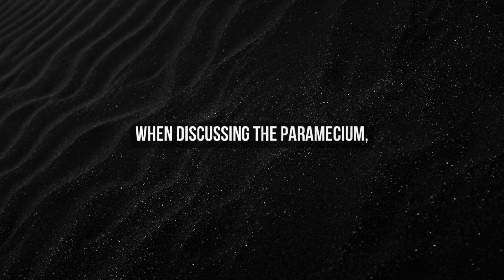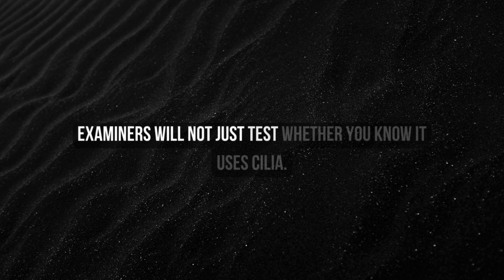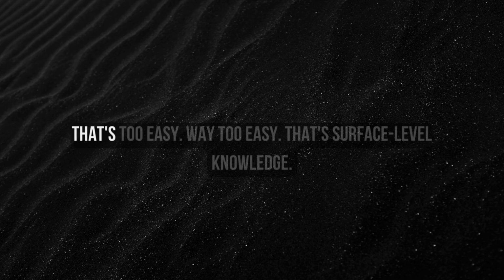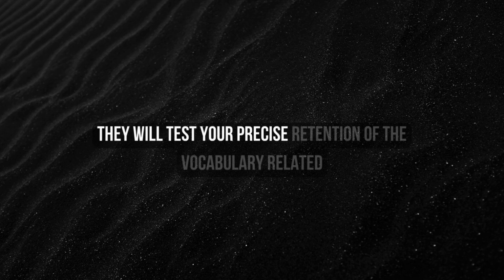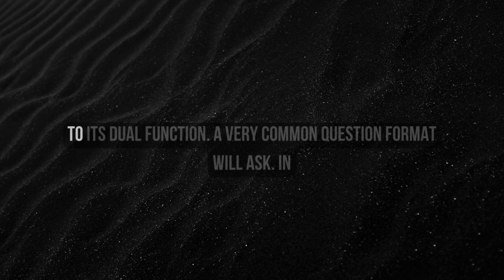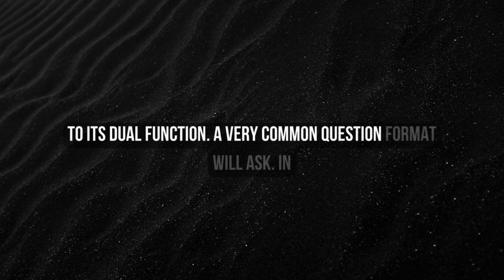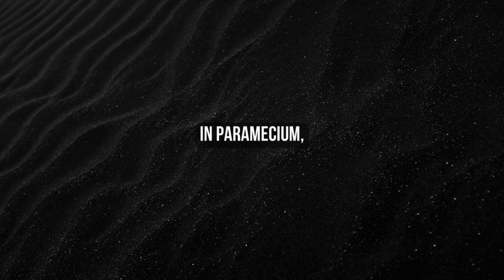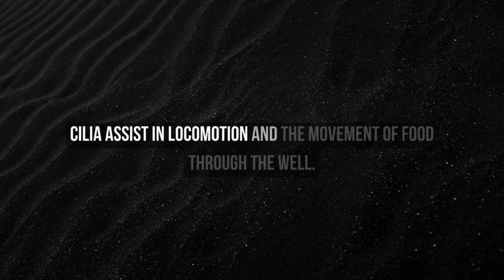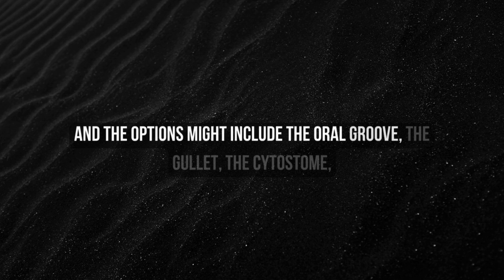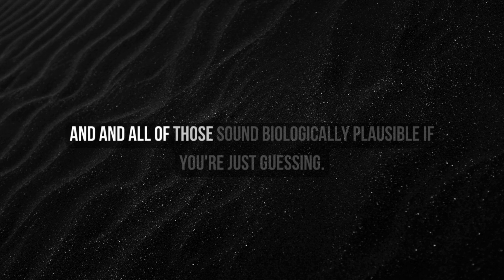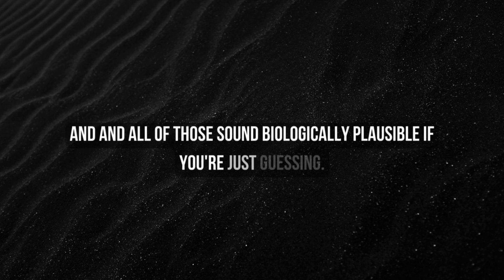It's brilliant. And this brings up a massive high-yield warning for the listener. When discussing the Paramecium, examiners will not just test whether you know it uses cilia. That's too easy, surface-level knowledge. They will test your precise retention of the vocabulary related to its dual function. A very common question format will ask: in Paramecium, cilia assist in locomotion and the movement of food through the what? And the options might include the oral groove, the gullet, the cytostome, and the cytopharynx.